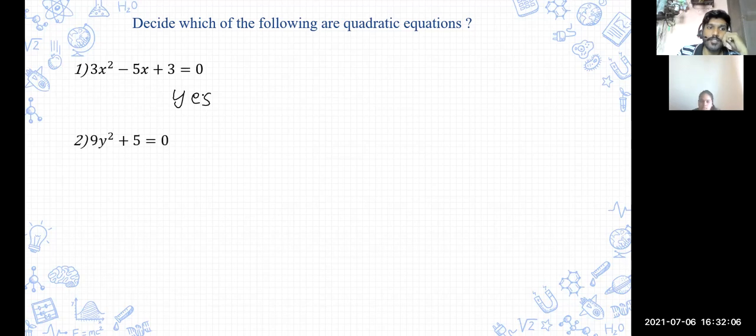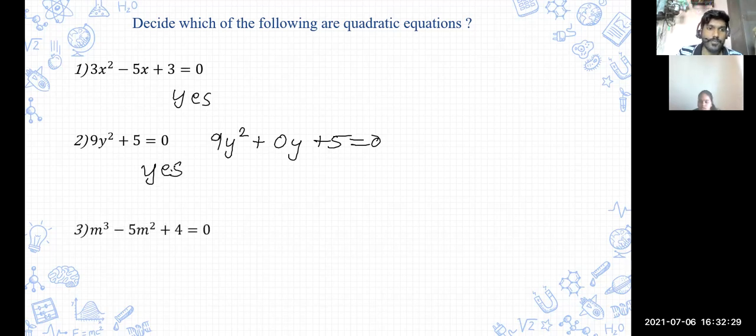Second one, 9y square plus 5 is equal to 0. It is a quadratic equation, although it is not in the general form, but you can write it in the general form. 9y square plus, can you tell me how to do it? 0y. Yes, 0y plus 5 is equal to 0. So I'll say yes, this is also a quadratic equation.